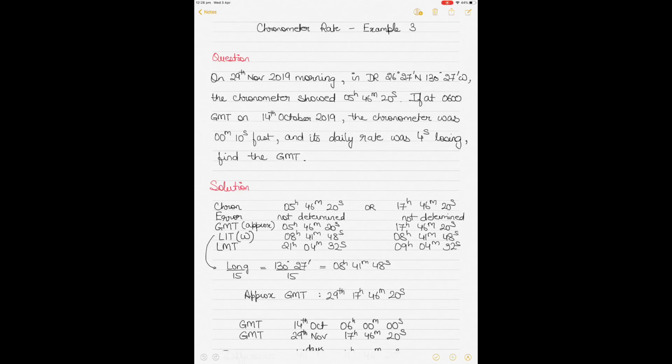Alright guys, this is example 3 in the area of solving questions that involve calculation of chronometer rate and error as well. So I'll put that here as well. I'll provide you with the links to examples 1 and 2 in this area with this video. But this is the third type or third example in which a question may be formulated when it comes to solving chronometer rate and chronometer error.